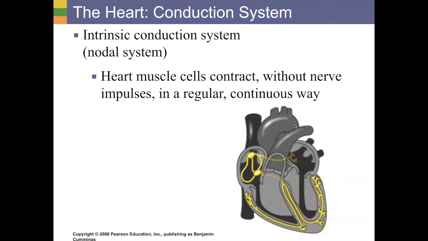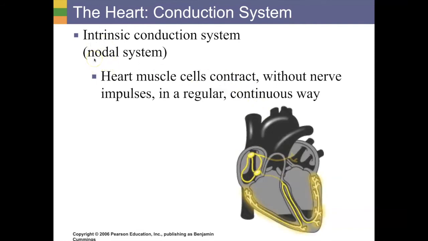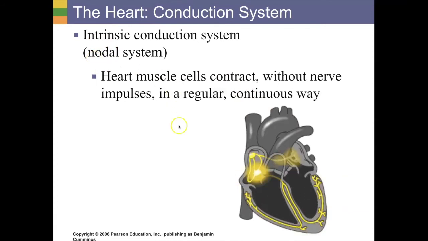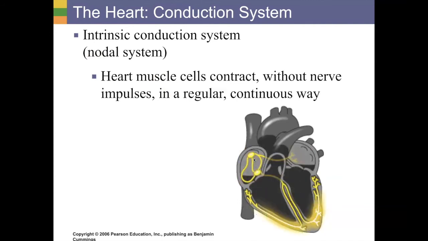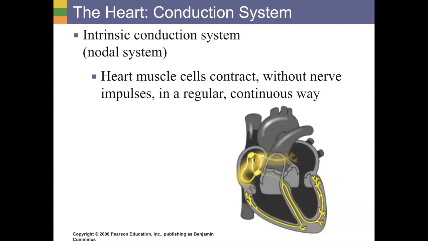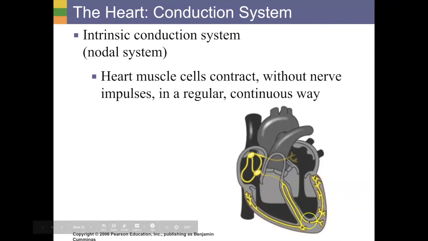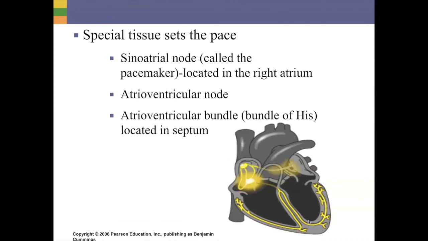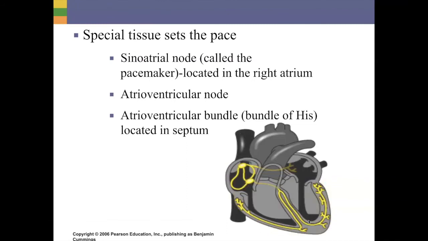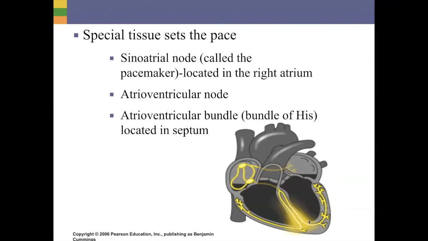It has its own conduction system, what we call a nodal system. Nodal referring to a node, which is kind of like a mass of tissue. And we have these two distinguishing nodes within the intrinsic conduction system of the heart. When these fire off, they send electrical impulses through the heart, telling it to contract. And so we have two main nodes, the sinoatrial node and the atrioventricular node.